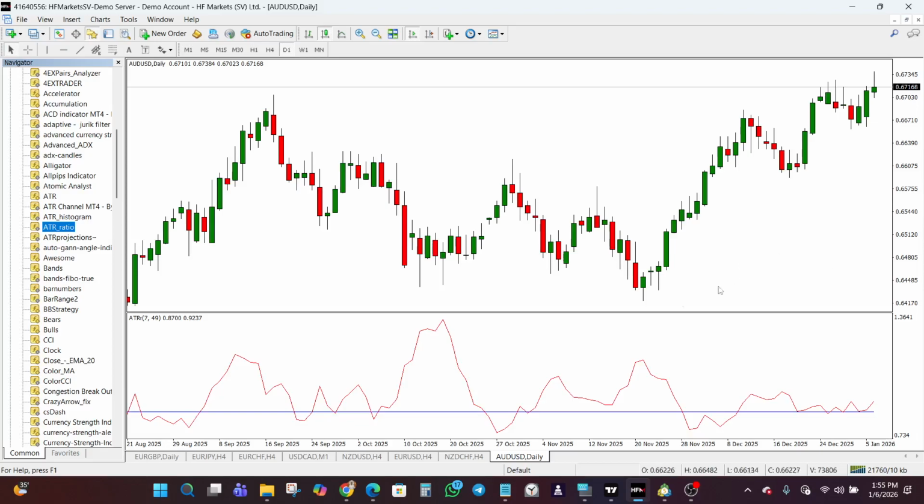Okay, it measures the relationship between price movement and the average true range, giving you a clearer picture of market volatility, momentum shifts, and potential breakout conditions.